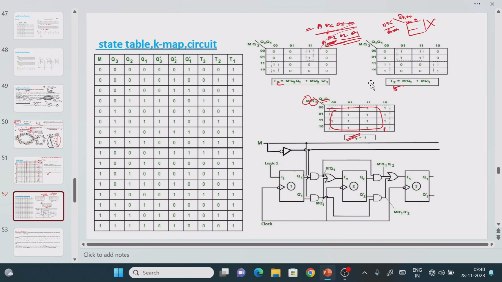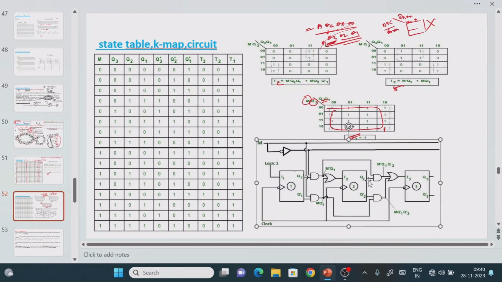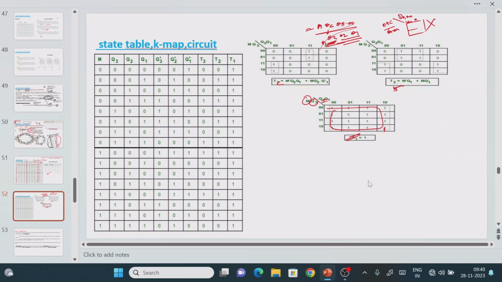Right? Now you might have a doubt: the final step, how to draw the logic circuit diagram, right? If you see this logic circuit diagram, it is a little bit complex. So what I will do is make it simpler. How many flip-flops do we require, as we said earlier? 3, right? So one T flip-flop, another T flip-flop, another T flip-flop.